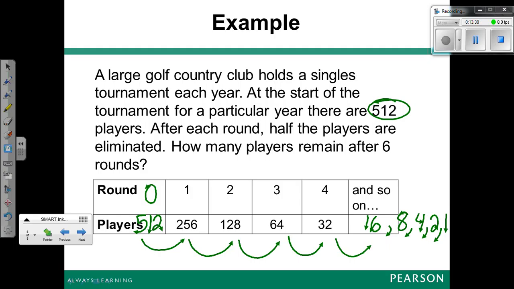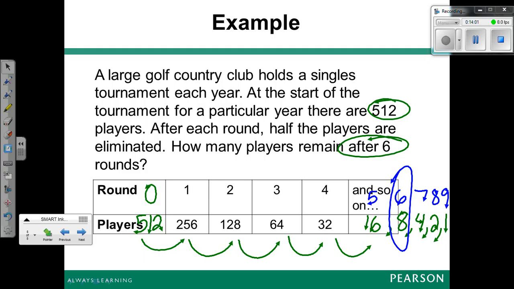So the problem says, what is going to happen after 6 rounds? So I think we could figure it out here. This will be the 5th round, 6th round, 7th round, 8th round, 9th round, right? So the 6th round, we're going to have those many. So now let's do it with the equation, see if we get the same thing. What do you guys think the decaying rate will be? The rate.